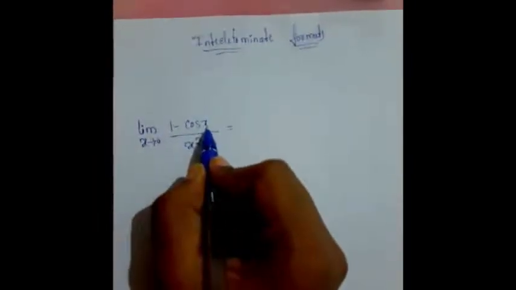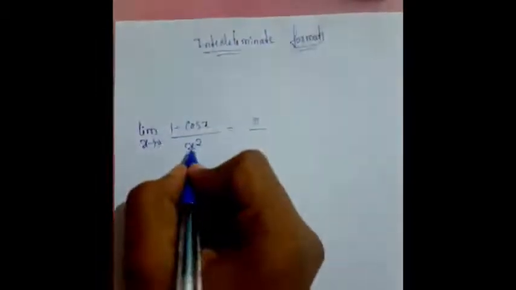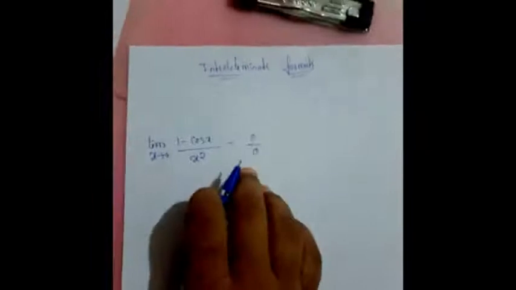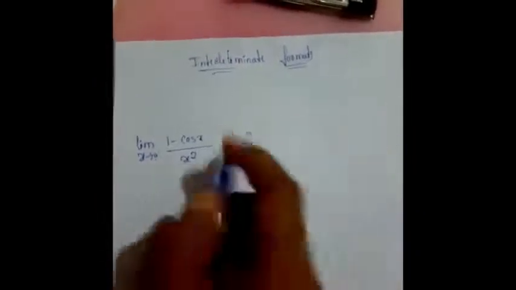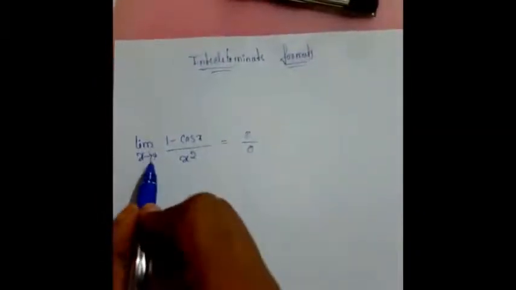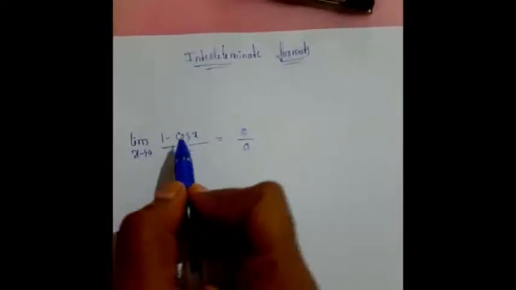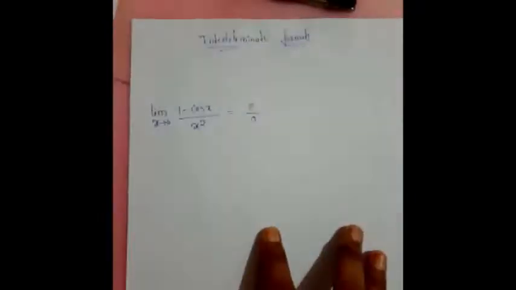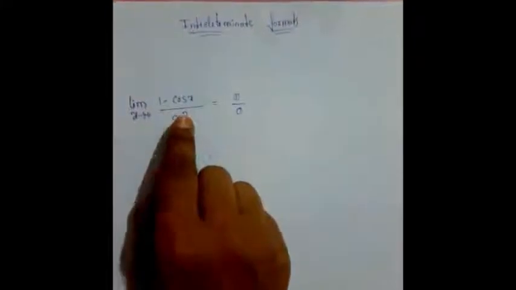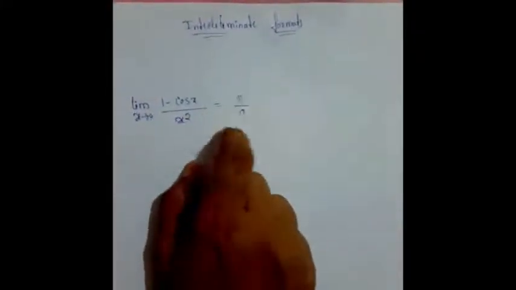So what do you get here? Cos 0 is 1, 1 minus 1 is 0, whole divided by x squared, which is also 0. It means 0 by 0, which is indeterminate form. We can't determine these values in the present form. If you directly substitute the value, you will get 0 by 0. This is called indeterminate form.